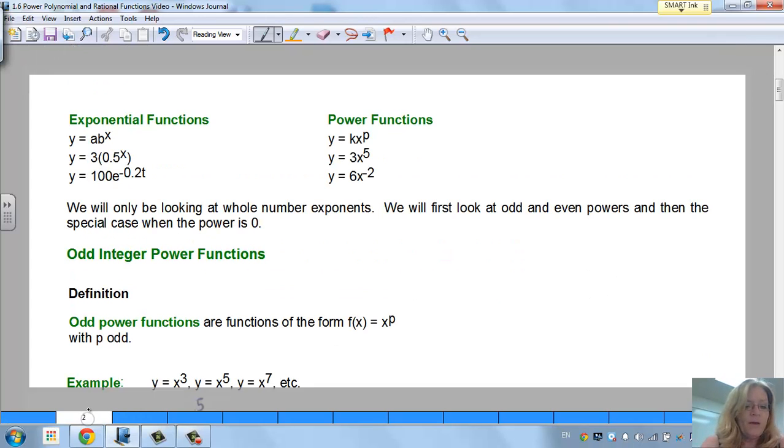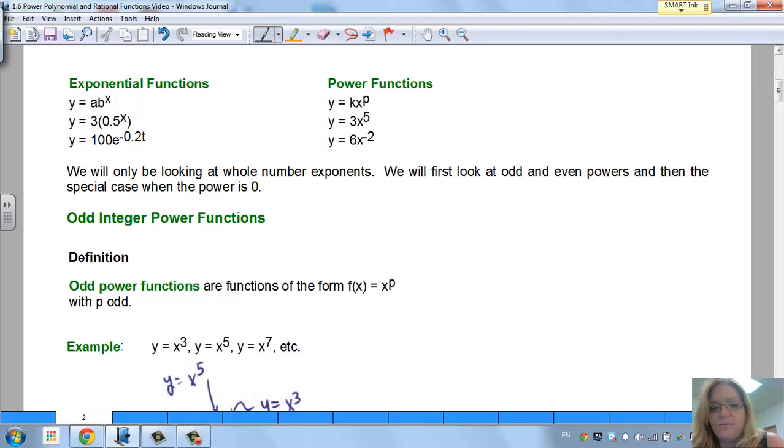So if we look at the next page, exponential functions, y equals ab to the x. Power functions, y equals kx to the p. Here's an exponential function, 3 times 0.5 to the x. See how the x is variable? Here it's 3x to the 5th. The variable is down low. Y equals 100 e to the negative 2.2t. Notice the variable is up high. Y equals 6x to the negative 2. See how the variable is down low. We will only be looking at whole number exponents. We will first look at odd and even powers, and then the special case when the power is 0.